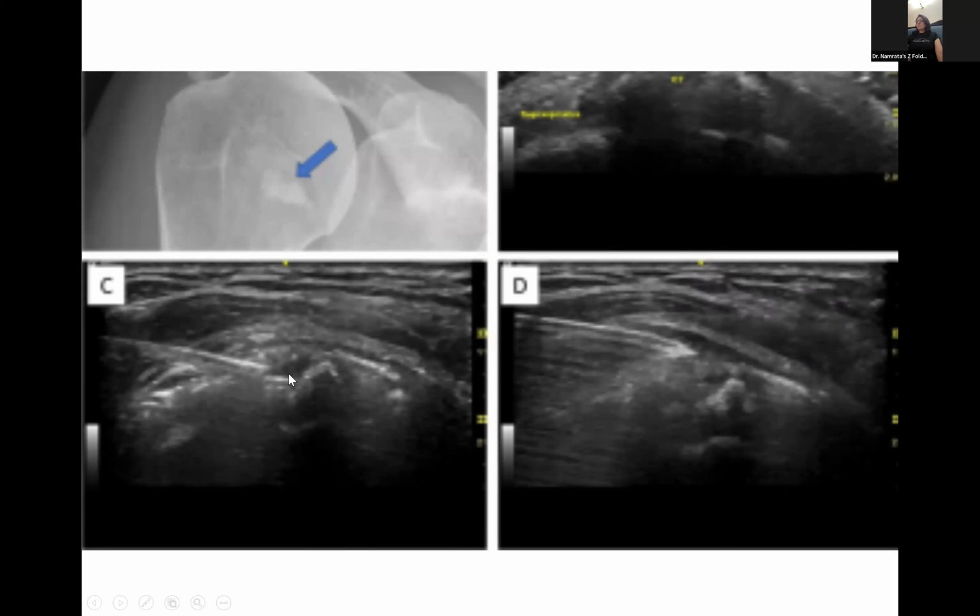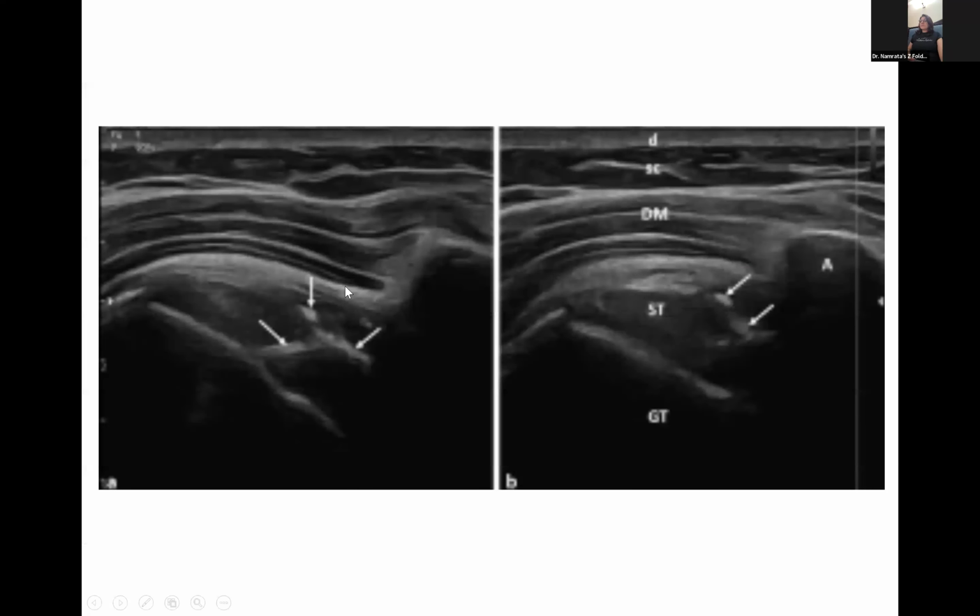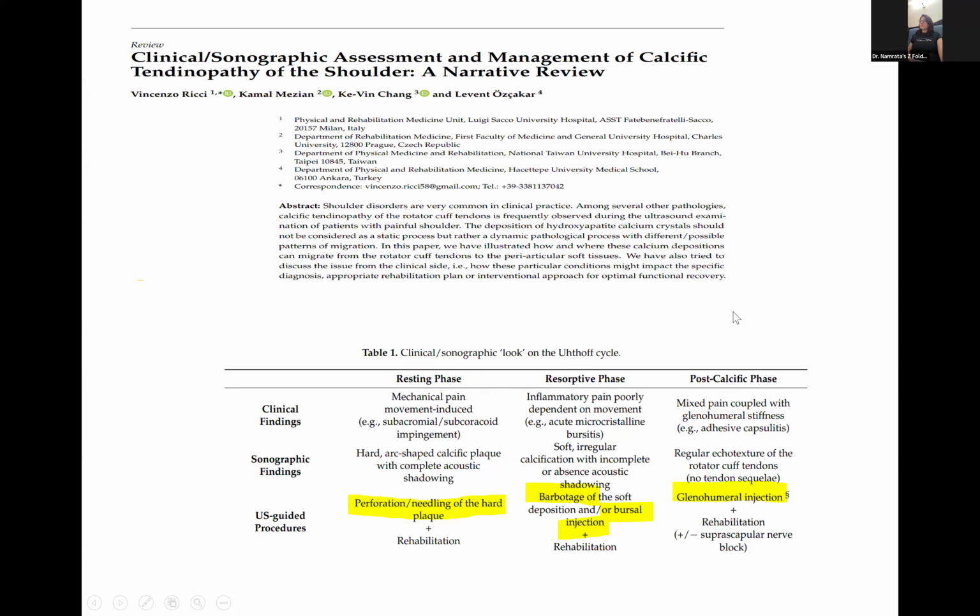So we break the calcifications with saline, and while coming out, inject a little bit of steroid within the bursa to prevent inflammation of the bursa from the calcium deposits. Okay, so again, for calcifications within the tendon, ultrasound-guided barbotage of the calcification can be done.